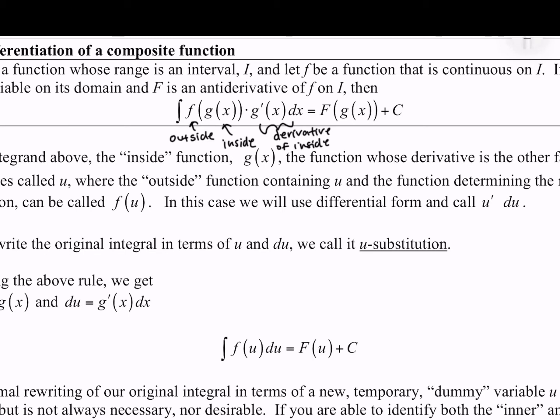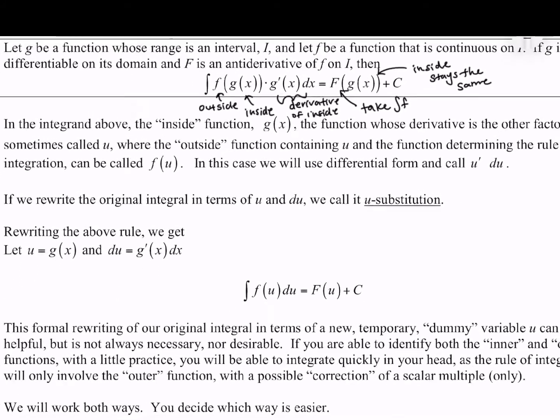And then to go in reverse, you take the integral of the outside function. So we take the antiderivative of the outside function, and then the inside stays the same. Which is kind of what I showed you there. So this is how we can solve by pattern recognition.